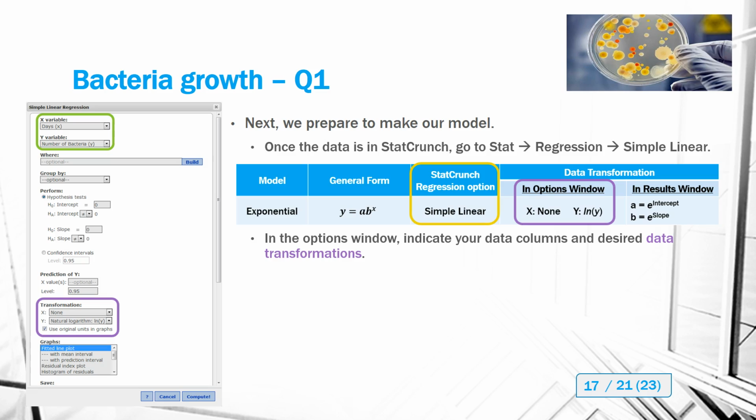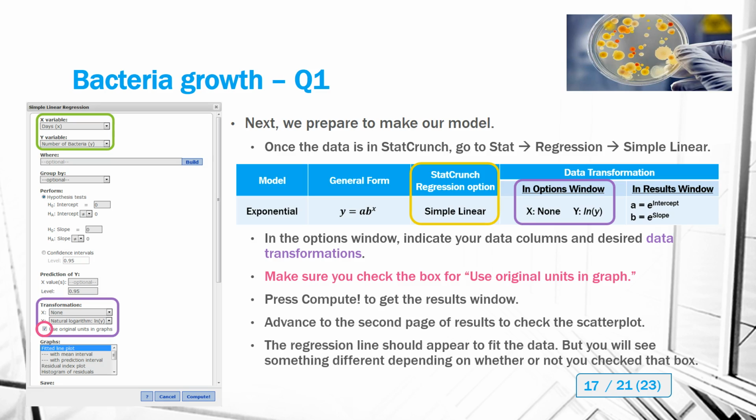There's one more thing I need to do, however, and there's this little checkbox down there below the X and Y fields in the transformation section. Make sure that you check that box that says use original units and graph. We're going to look in a moment as to why you need to check that box, but you want to make sure that that box is checked.